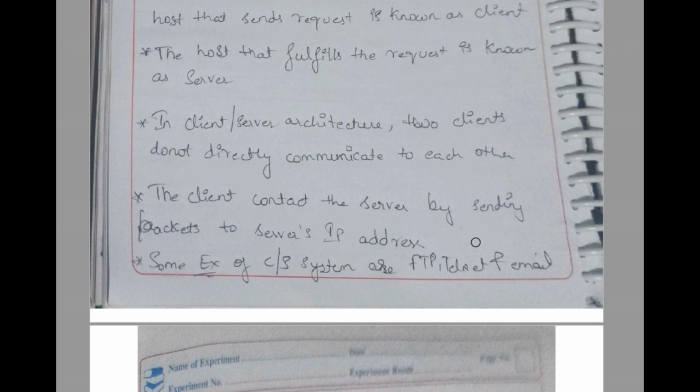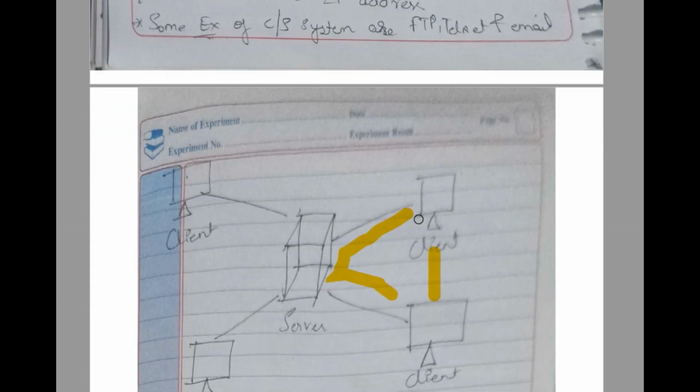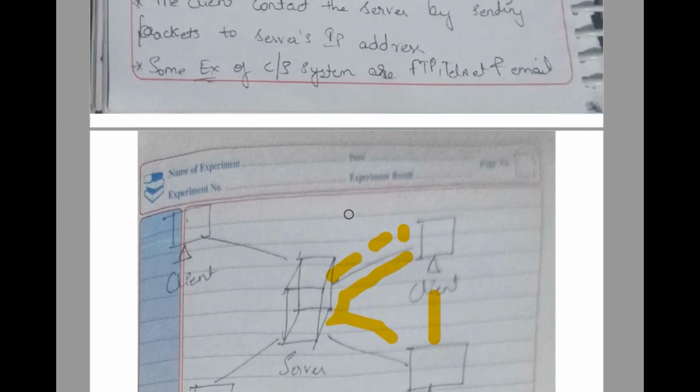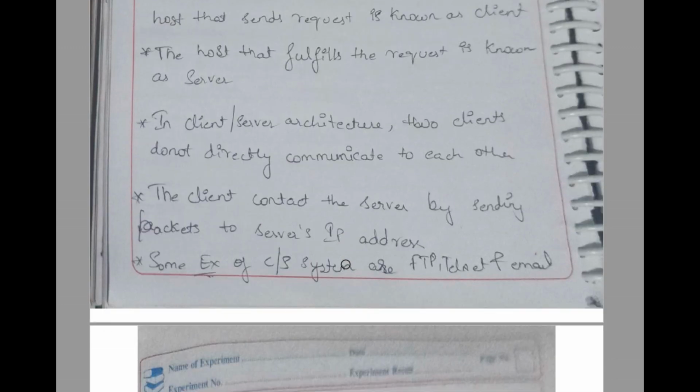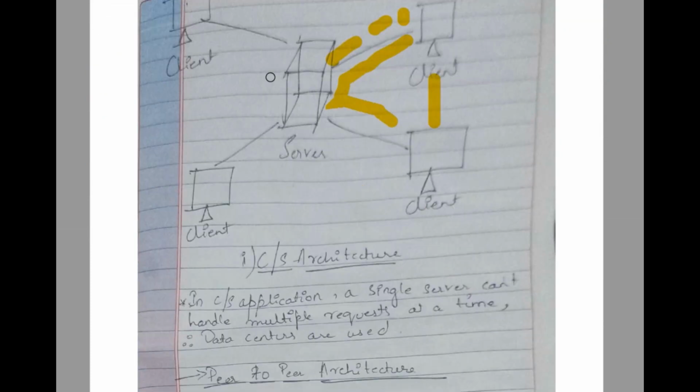The client contacts the server by sending packets to the server IP address, with the help of which they contact the server. For example, client server systems are FTP, Telnet, and emails. You can see this diagram. The diagram is easy to remember.